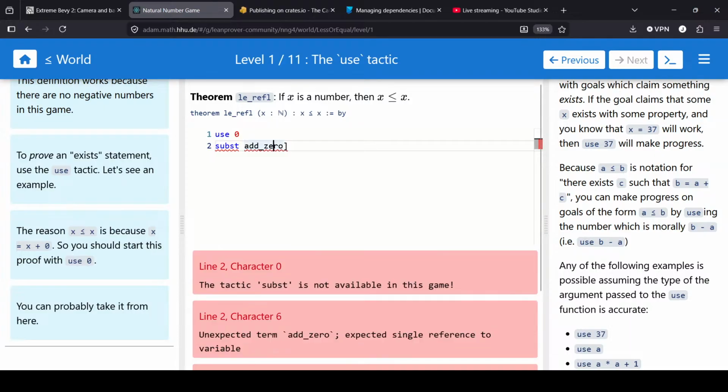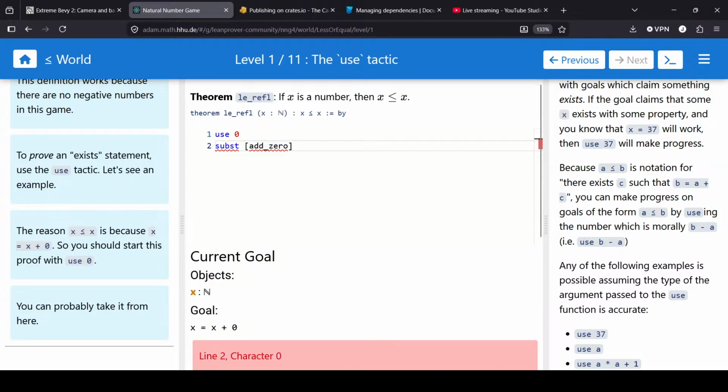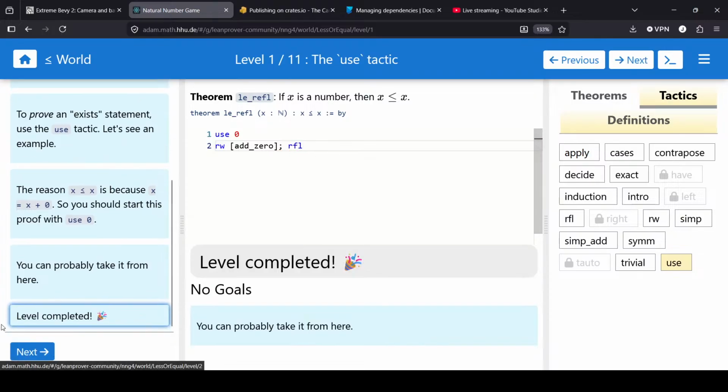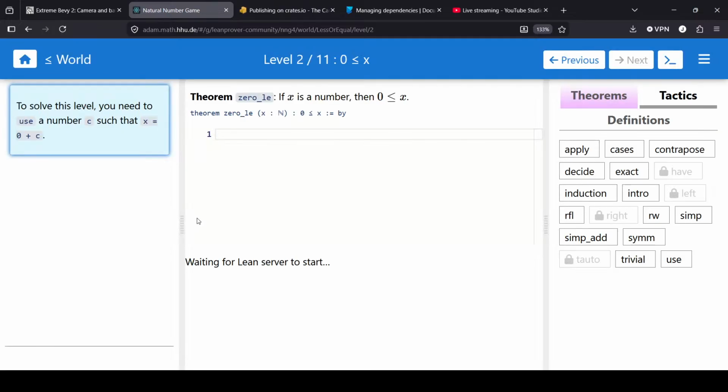Oh, right, I need these. Is it not called subst? What is it called? Oh no, it's called rewrite. What am I doing? Okay, and then rfl. There we go. Okay. Just remembering syntax.